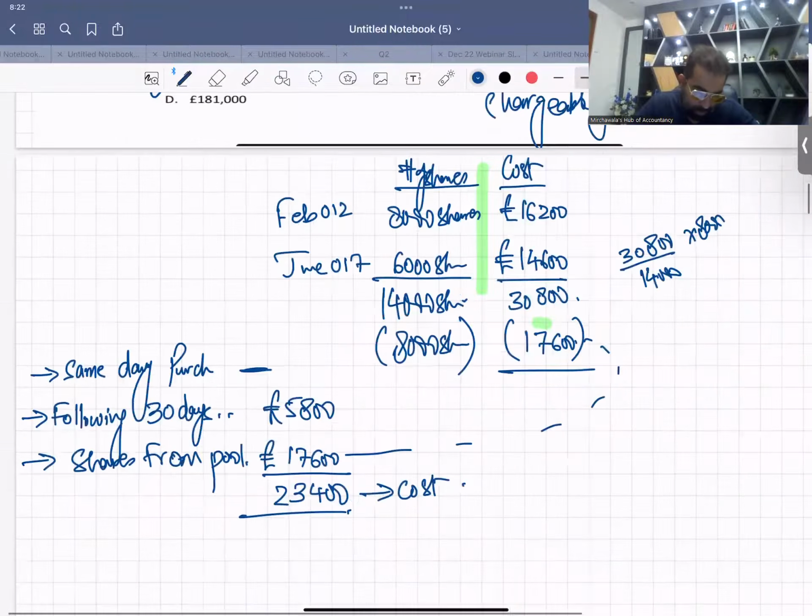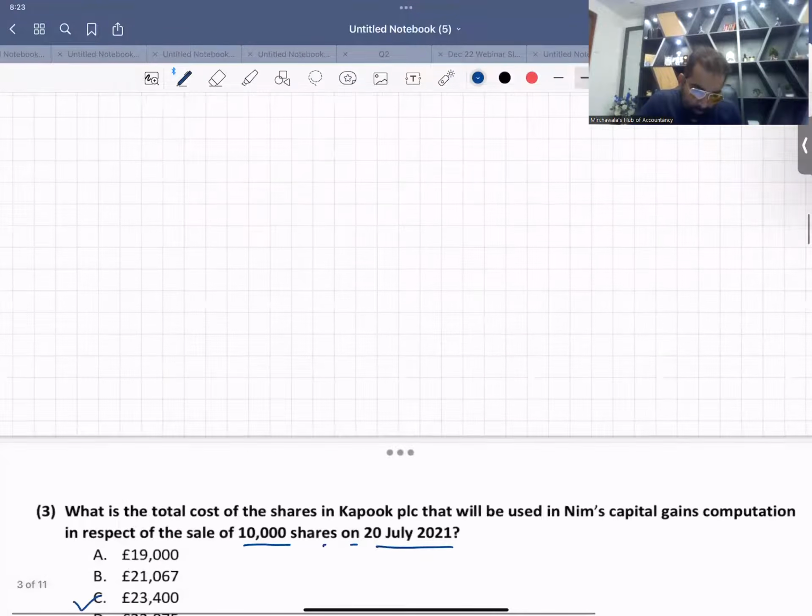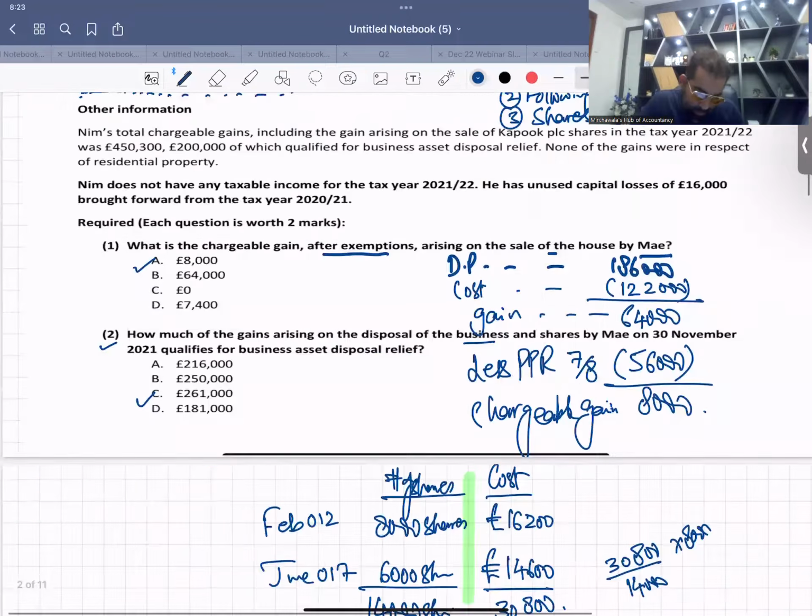Now see the requirement. What is the total cost of shares that will be used in Nim's capital gains computation in respect of the sale of 10,000 shares on 20th July 2021? So it's 23,400. Question number 3, answer is C. Okay. Now next one, the easiest.